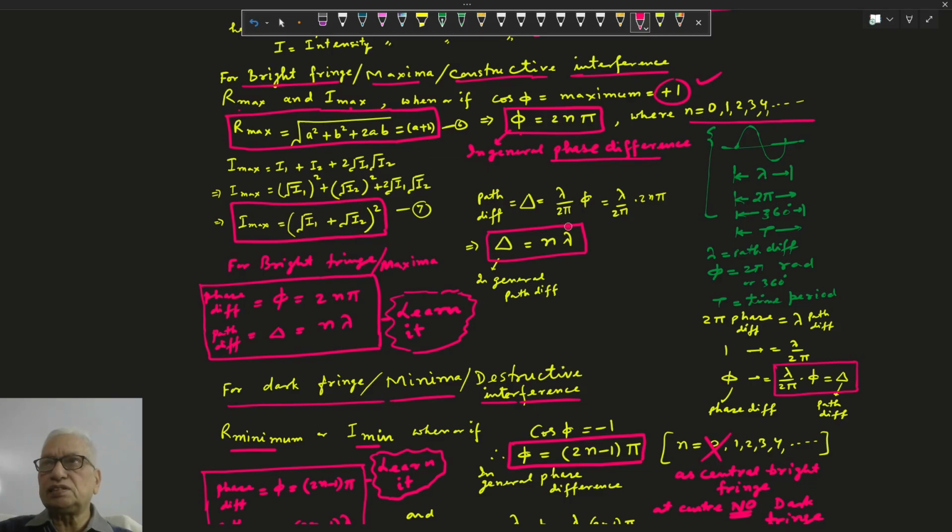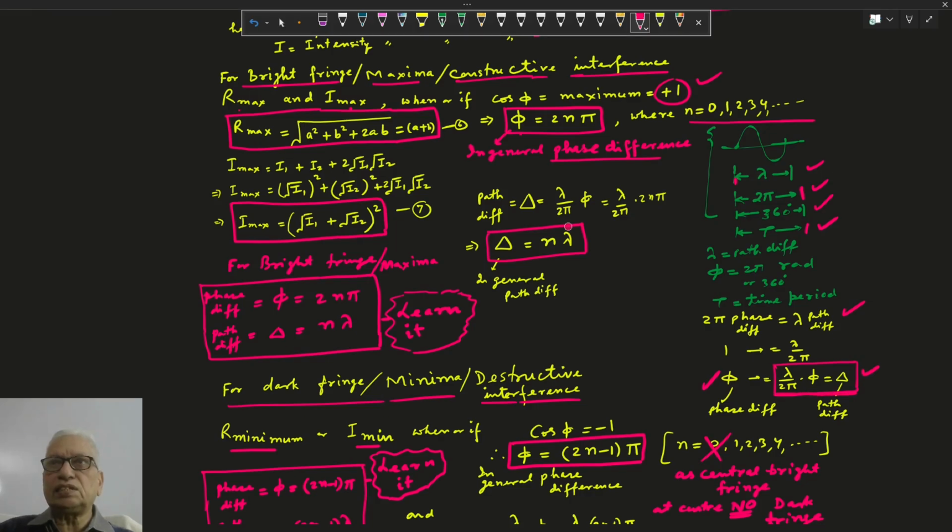This is one cycle of the wave. This distance is called the wavelength. In angle it is 2 pi radian, 360 degree, or this is the time period. So lambda and 2 pi are related like this. When the phase difference is 2 pi radian, the path difference is lambda, so it is lambda by 2 pi. If the phase difference is phi, the path difference is lambda upon 2 pi times phi. So this is the relation.